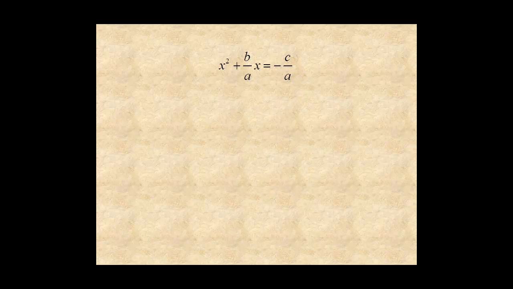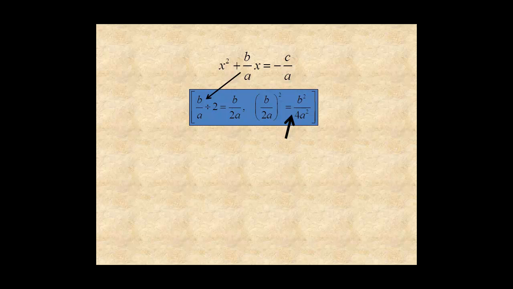Take the coefficient of the middle term, b over a, and divide by 2 for b over 2a. Then b over 2a squared equals b squared over 4a squared. And b squared over 4a squared is the expression you need to complete the square. So add b squared over 4a squared to both sides of the equation.